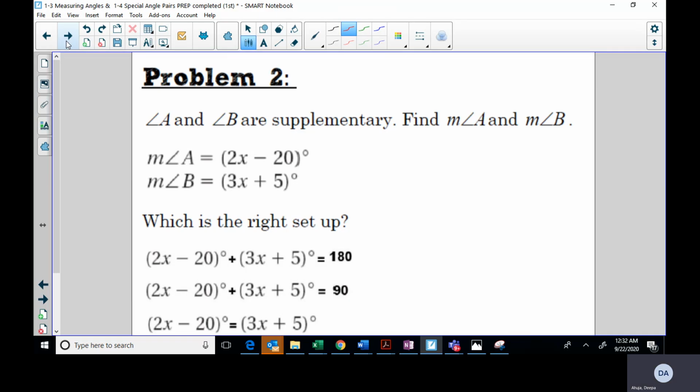Here it says angle A and B are supplementary. Again, as soon as I read these words, I will highlight it and remind my mind that supplementary means 180. So I will write that somewhere here, that supplementary means 180, so I do not get confused when I look at the options. Again, angle A is given to you as 2x minus 20. Angle B is given to you as 3x plus 5.